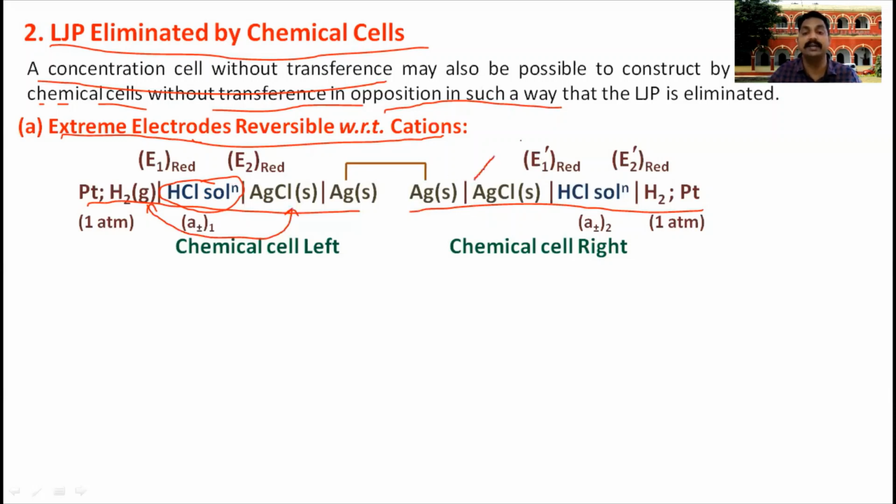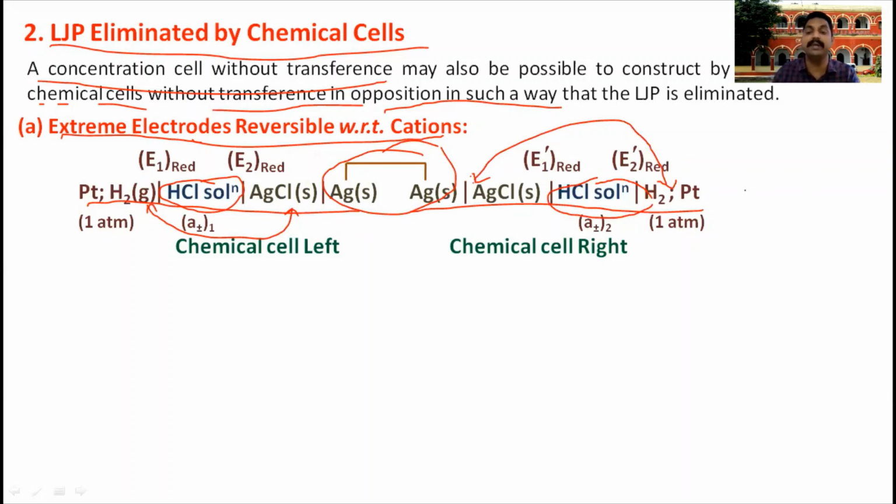Same on right hand side. So here also both silver and silver chloride and hydrogen electrode are dipped in HCl solution. But the only difference is the concentration on left hand side HCl solution and the concentration on right hand side HCl solution both are different. As their concentrations are different, the overall cell is a concentration cell. Here these two chemical cells are connected by salt bridge. यहाँ दोनों cells को एक salt bridge से connect किया गया है.